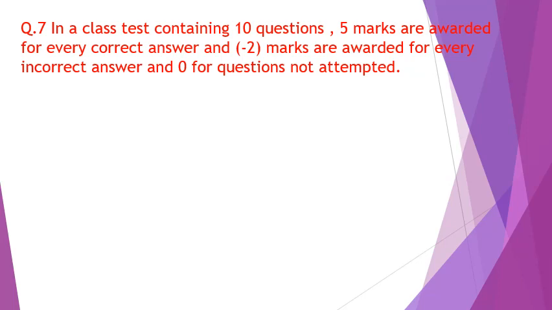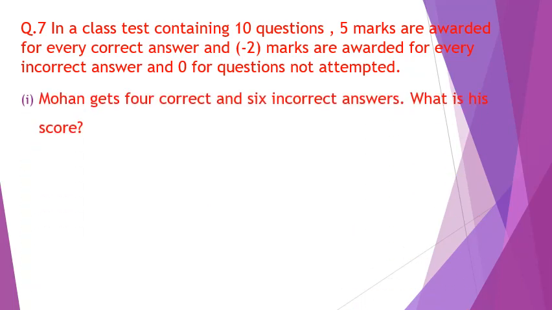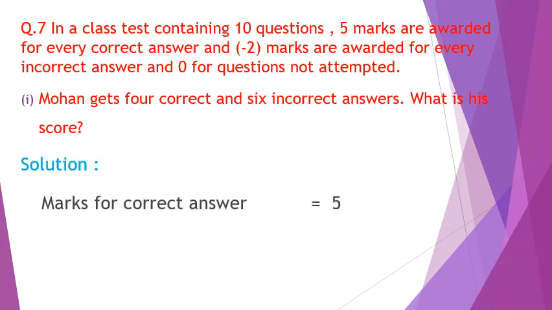Question number 7. In a class test containing 10 questions, 5 marks are awarded for every correct answer and minus 2 marks are awarded for every incorrect answer and 0 for questions not attempted. First part, Mohan gets 4 correct answers and 6 incorrect answers. What is his score? So what is given in the question? We can write it first.